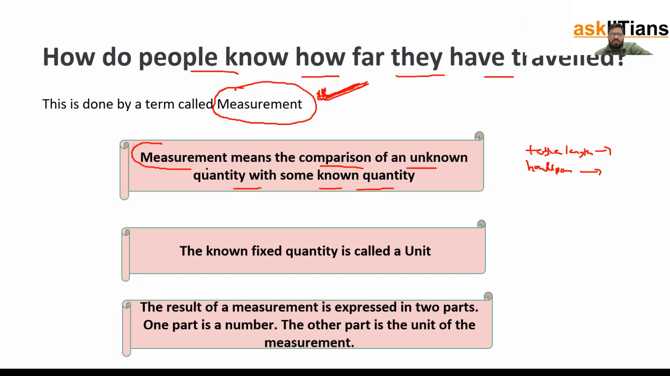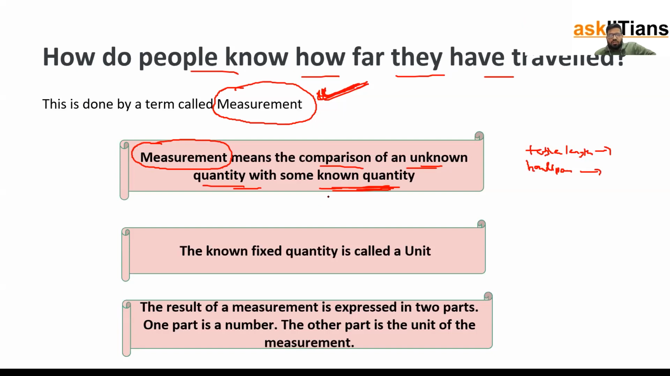So whenever you are measuring some quantity or some length or some distance, what you are doing is basically comparing the unknown quantity which you want to know with some known quantity which you already know. That known quantity can be anything. It can be bat length, it can be elbow length, it can be hand span also. It depends upon your measurement.